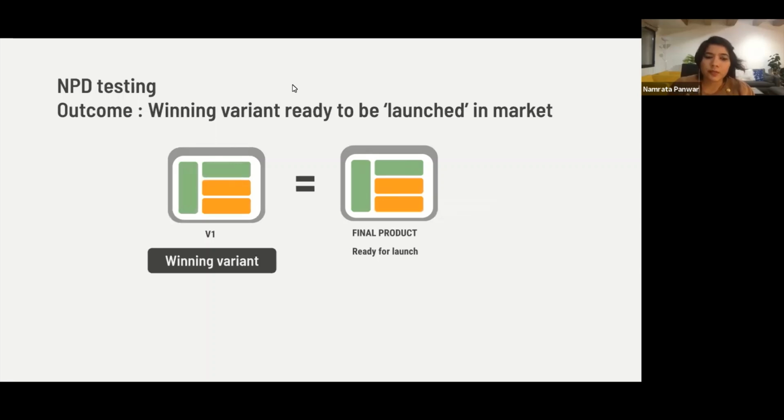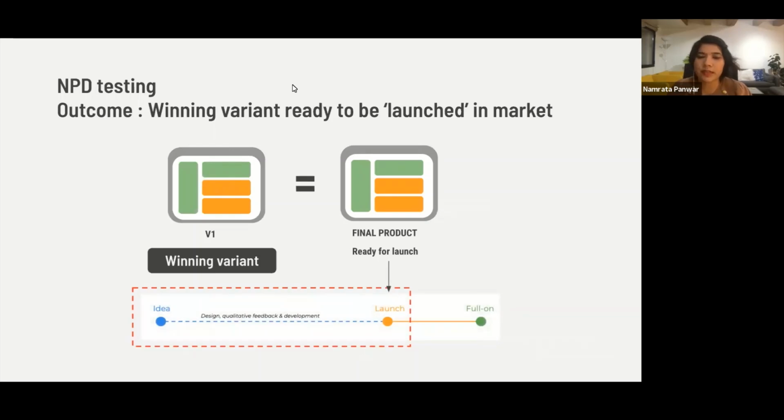Now, let's assume that your V1 was a winning variant and that gets launched in the market as a final product. Once it is ready for launch, this actually resembles the same stage of product development as we had mentioned. Now, as you can see in this diagram, your product is ready to launch, and most of the A/B iterations that we generally do after the launch have actually already been done before the launch.